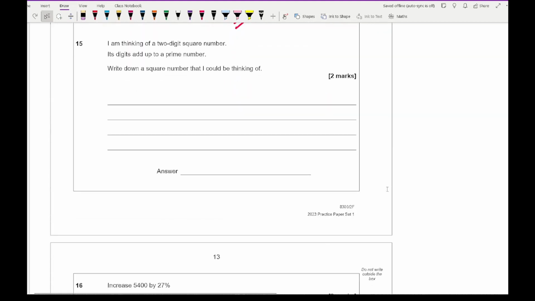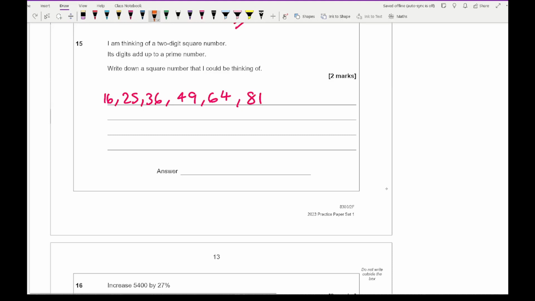Moving on to question 15, it says, I'm thinking of a 2-digit square number. Its digits add up to a prime number. Write down a square number that I could be thinking of. So looking at square numbers that are bigger than 10 but smaller than 100, we're looking at 16, 25, 36, 49, 64 and 81.